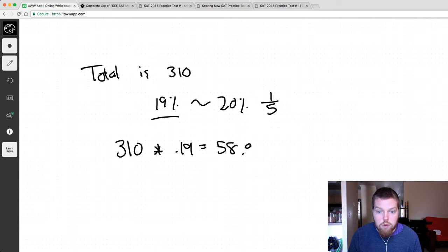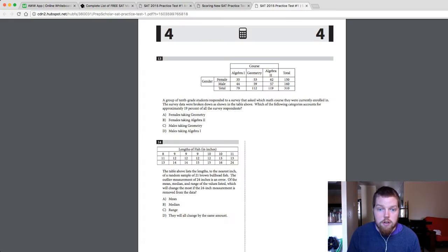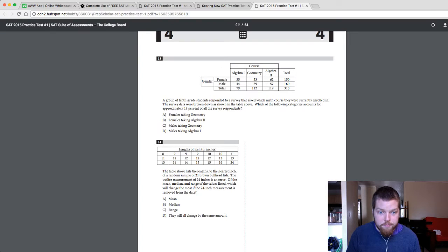58.9. So let's just round that to 59. So whatever number they give us, if it's the closest to 59, that's going to be the answer that we give. So we already know what we're looking for now. There's a number, and it's 59, so I don't even need to read the choices anymore. 59's right there. Males taking geometry, C, number 13.